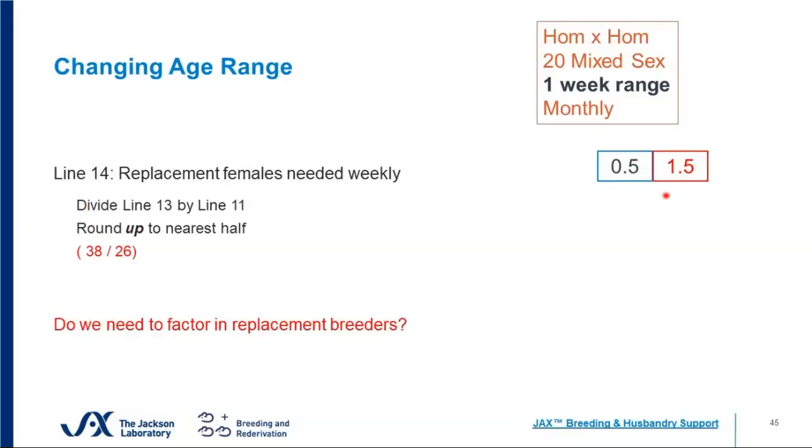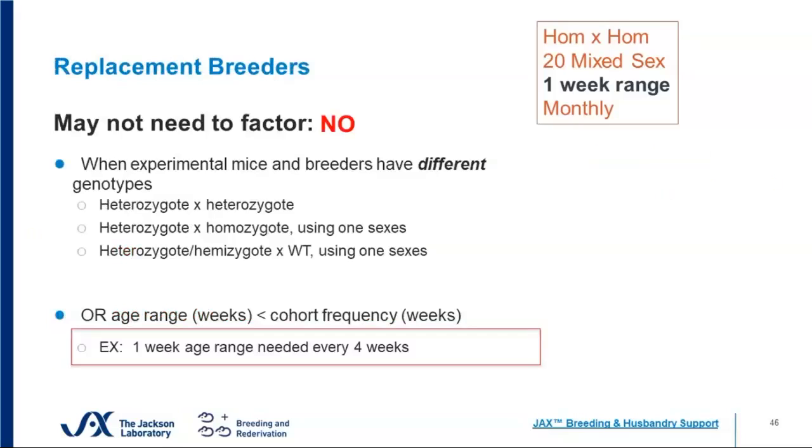So I can either do it every 2 weeks, I replace 3 females, or I could say replace 1 female and the next week I replace 2, then 1, then 2. Whatever is most convenient for how you would maintain your colony. But now do we have to factor them into the size of our colony? Remember back here, if our age range in weeks is less than our cohort frequency, we don't have to factor in additional breeders. So in this case, we won't. And you'll see that we won't have to do that and how that works out.